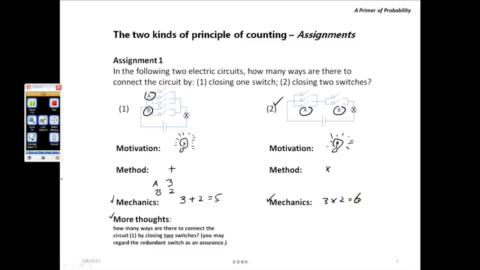Assignment 1 gets done so far. More thoughts. How many ways are there to connect the circuit 2 by closing 2 switches from A, just for an assurance, and 1 switch from B?